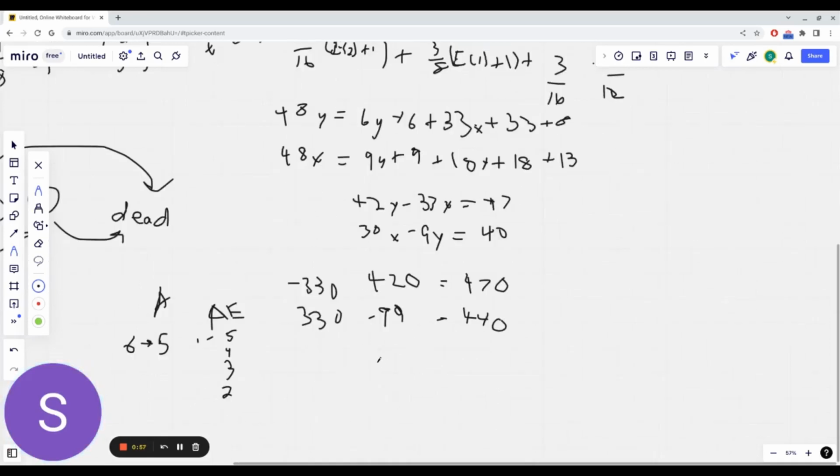And if we add, then 321y is going to be equal to 910. And then y is just 910 over 321. And that's our answer. Not the cleanest problem, but should probably draw that better. And that's our answer for part A.